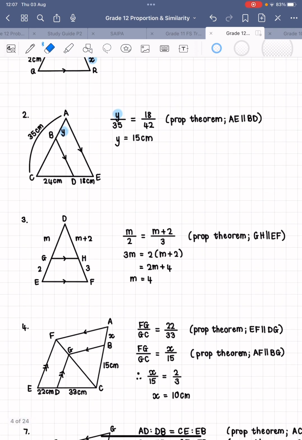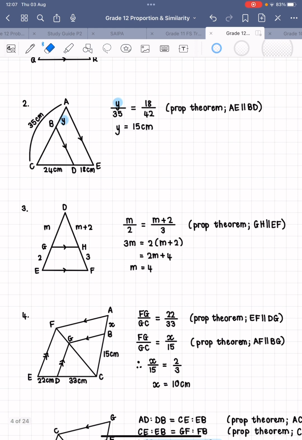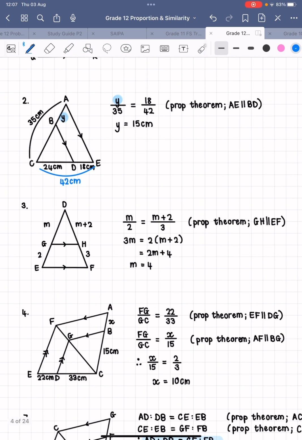Okay, number 2, we had to find y, which was this top side here. But now, guys, they didn't give us the bottom one. So I can't say y over bc because I don't have bc. We have to take y over the whole side, 35, and that is then going to be equal to 18 over the whole side. In this case, the whole side here is going to be 18 plus 24, which is 42 centimeters.